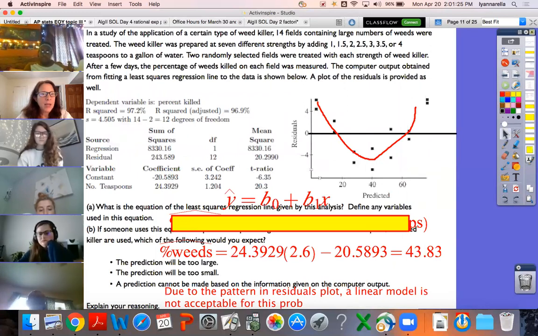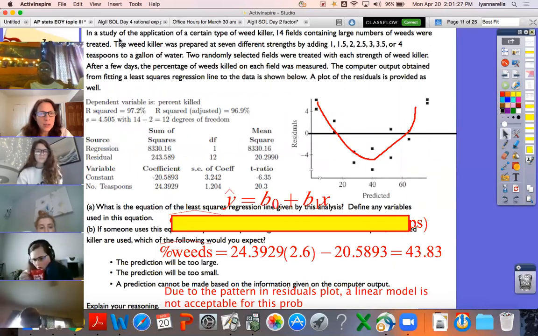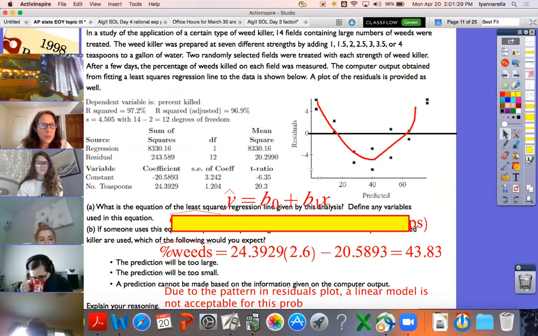Okay, and then this is one on weed killers. This is an actual free response from the 1998 exam. It says, in an application of a certain type of weed killer, 14 fields containing large numbers of weeds were treated. The weed killer was prepared at 7 different strengths by adding 1, 1.5, 2, 2.5, 3, 3.5, or 4 teaspoons to a gallon of water, and then they sprayed the fields. So here's the Minitab, here's the residual plot, and there are the questions A, B, and C.